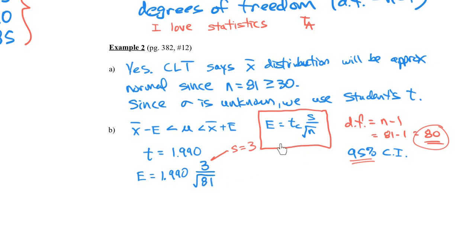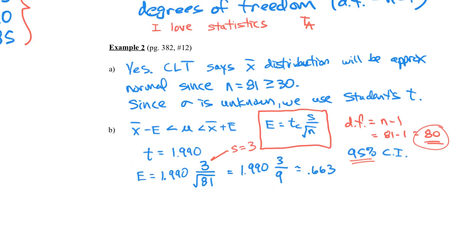We use the degrees of freedom to find this t-score, but this is N, just like the formula says, little s over the square root of N. They gave us little s. So then if you go through here, it's 1.990. Of course, the square root of 81 is just 9, so really this is just 1/3. But if you go through the arithmetic here, you get right around 0.663. So this is our maximal margin of error, 0.663.